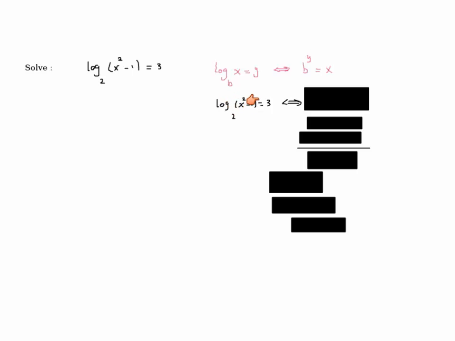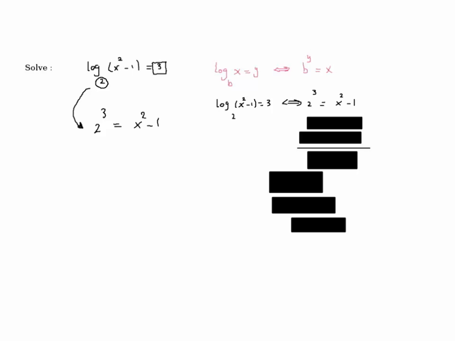Does that make sense so far? Just converting the way you see it there. Okay, so it would be 2 to the power of 3 is equal to x squared minus 1. So this is what you need to do. You need to convert this into its corresponding exponential. Again, this is the base, 2 to the power of whatever this number is, 3, is equal to x squared minus 1.